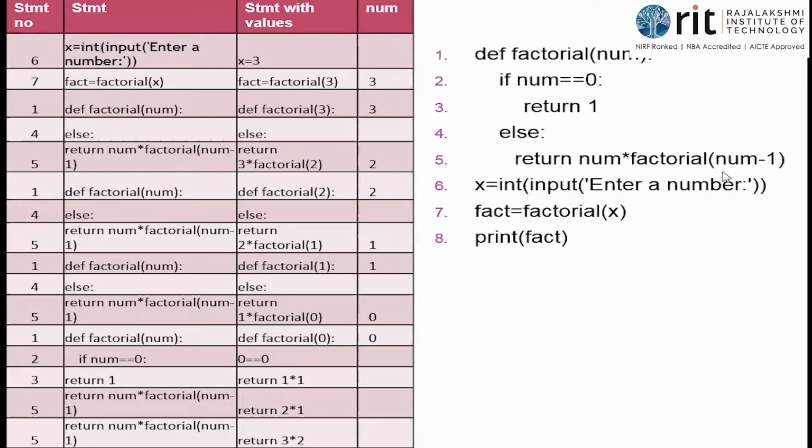So when you look at this formula, num into factorial of num minus 1. The given number, the user input, is 3. 3 into factorial of 3 minus 1. So 3 into factorial of 2. Factorial of 2 is replaced by the formula, 2 into factorial of 1. Factorial of 1 is replaced by the formula, 1 into factorial of 0. Factorial of 0 answer is 1. So 1 into 1 comes. Now see how the statement looks: 3 into 2 into 1 into 1.